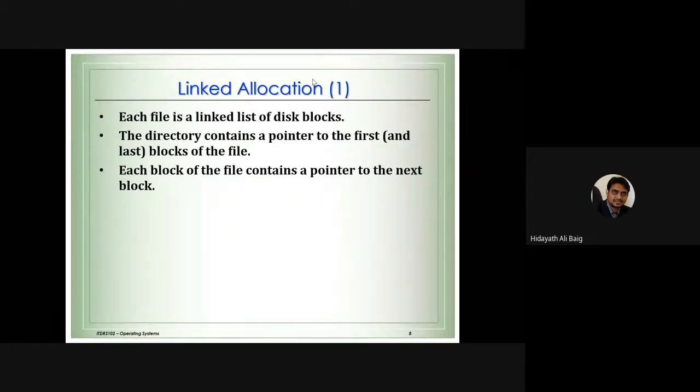Okay, now we talked about the second method, which is non-contiguous memory allocation. So what is non-contiguous memory allocation? These are all the non-contiguous memory allocation methods. One of them is linked allocation. So what is linked allocation? Each file is a linked list of disk blocks. Okay, I will show the picture, then I will come back to this. Easy to understand the picture.